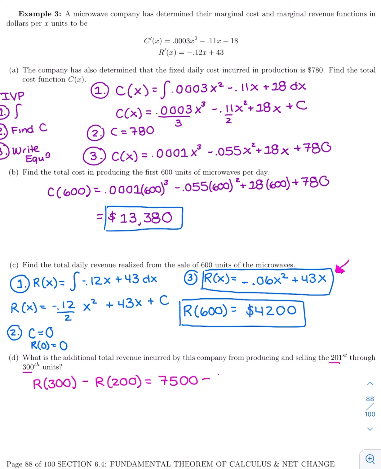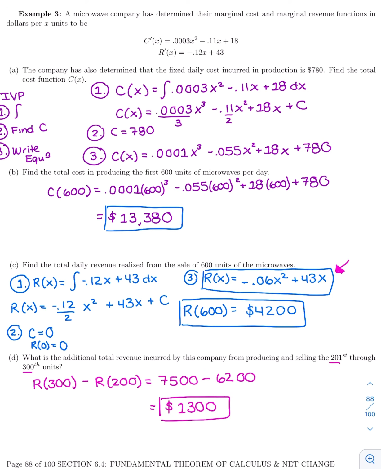Minus plugging in 200 to this, I'm going to subtract that value. So they make $6,200 off of producing and selling. You have to sell to have revenue. So the difference between the two is $1,300.